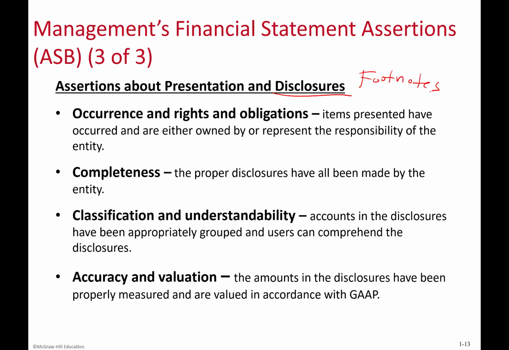Footnotes are basically telling us occurrence, rights, and obligations. If I have a lien, I should be disclosing that properly in the financial statements, right? If I'm sitting here, are all the proper disclosures there? Again, disclosure checklist, completeness, classification, and understandability.